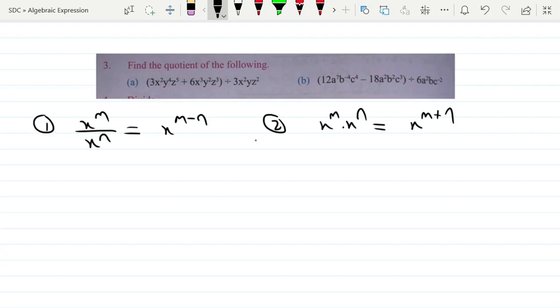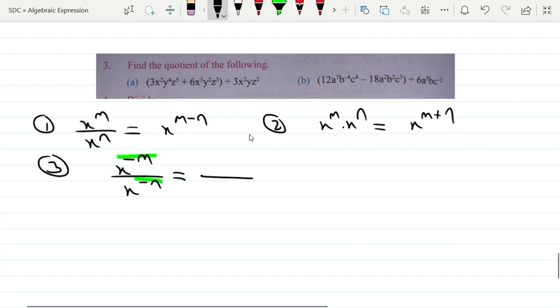And for the negative power rule, suppose there is x power minus m and below there is x power minus n. These negative powers you can turn into positive first. How do you do it? You change its position between numerator and denominator. If you see a negative power in the numerator, you change it into positive by turning it into the denominator. And if you see a negative power in the denominator, you turn it into positive by bringing it into the numerator. So we do it like this.